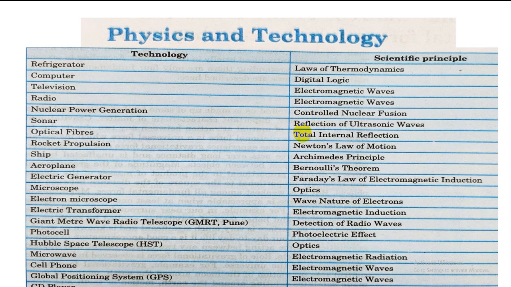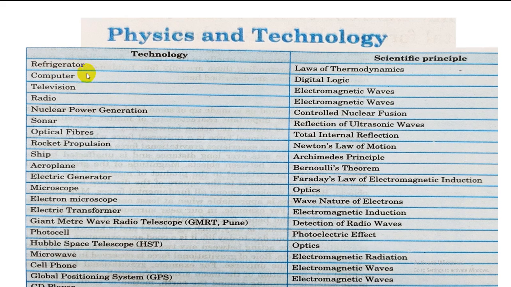Now, physics and technology are also related, and they are related to the things of our daily and routine life which we are using. Here is a chart which you can go through. In the left hand column, technology is written, and in the right hand column, the principle of physics behind it is written. I am quoting only some of the examples.